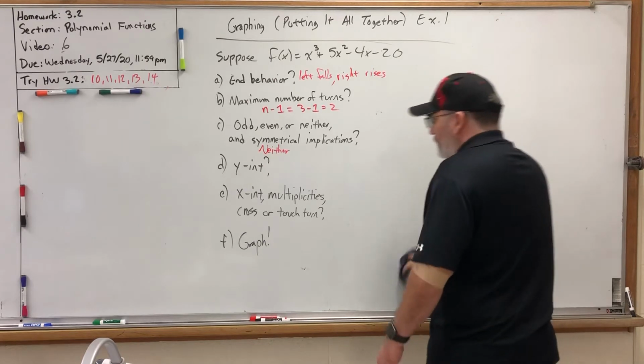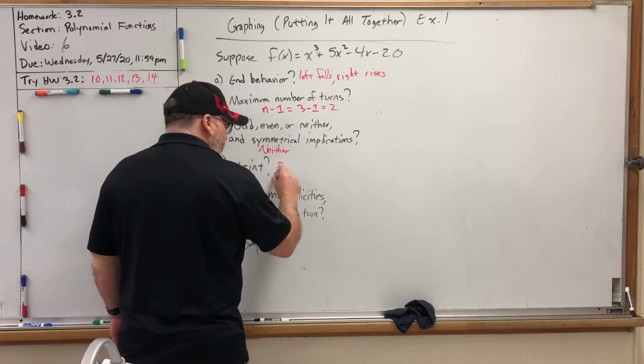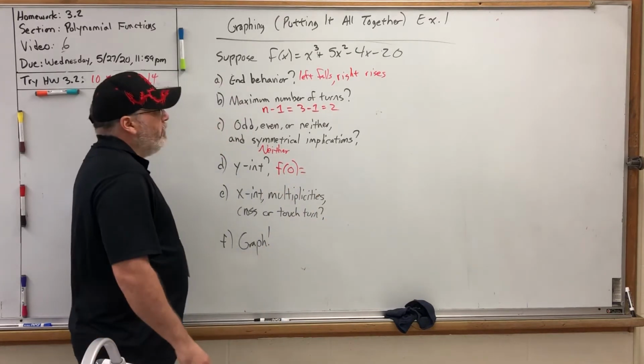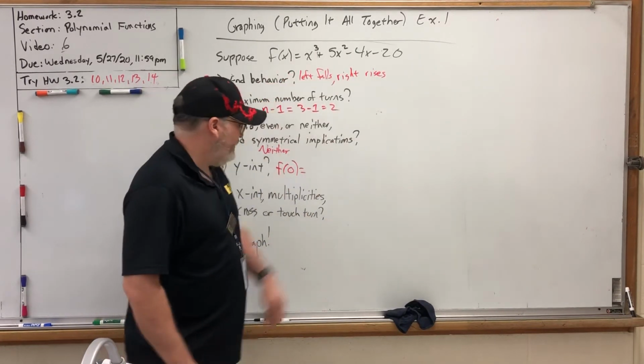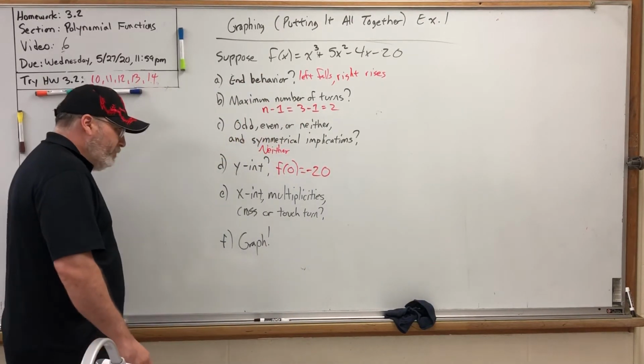All right, what's the y-intercept? Well, we haven't calculated any y-intercepts, but they're pretty easy. Just put in 0. 0 will kill the first 3 terms and leave a negative 20. So the y-intercept is negative 20.